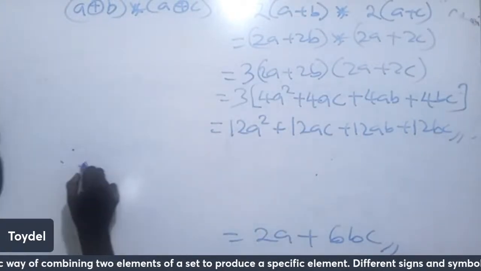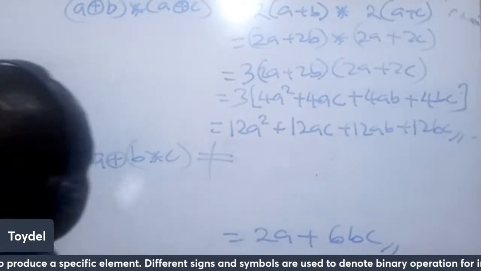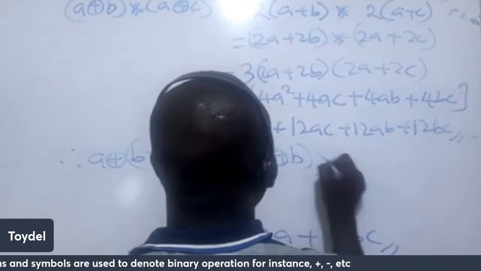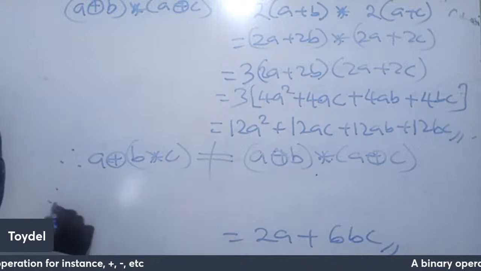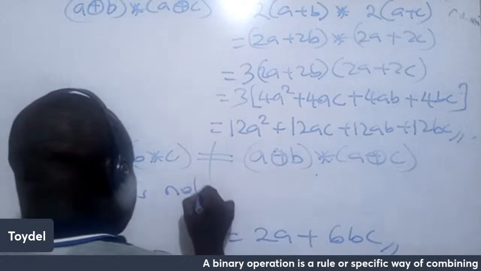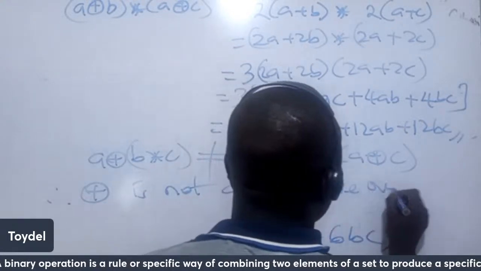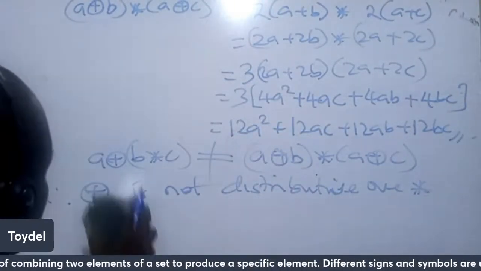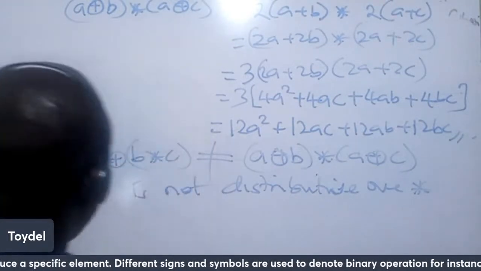So at the end of the day, we realize that A plus B asterisk C is not equal to A plus B, then asterisk A plus C. So that simply means that, therefore, plus is not distributive over asterisk. Why? Because the value that we got at the left hand side is different from what we arrive at the right hand side.